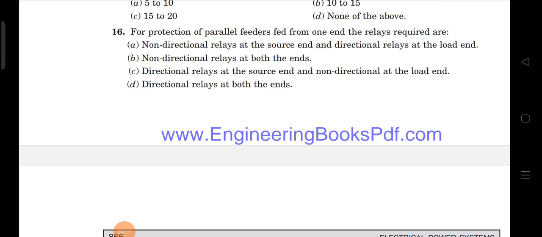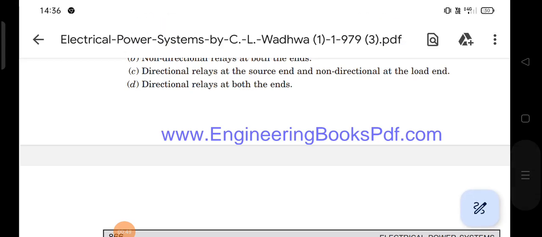Next, the 16th one. For protection of parallel feeders fed from one end, the relays required are... That means if a bus is connected, it has a source as well as a load. Remember one point: on the source side, a directional relay is not required. Hence, the source side uses a non-directional relay and the load side uses a directional relay for the protection of parallel feeders fed from one end. Now see here, the first option is a non-directional relay at the source side and a directional relay at the load side. That first option is correct, right?